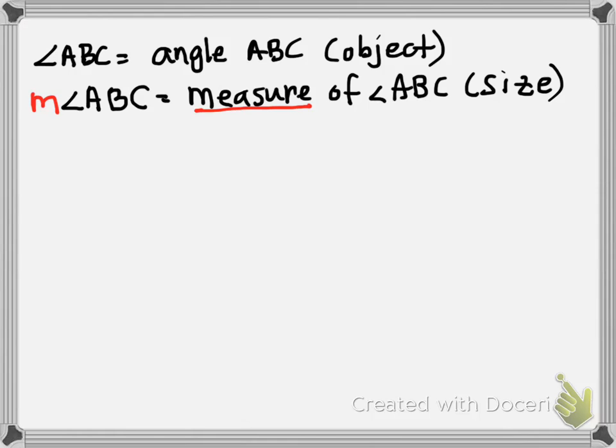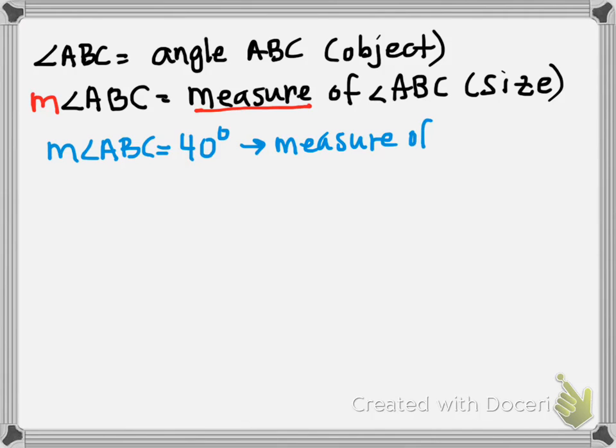Okay, so when you see this, measure angle ABC, you read it as the measure of angle ABC is 40 degrees.